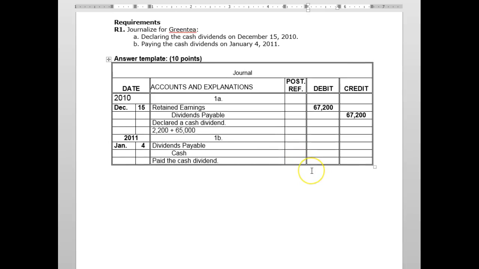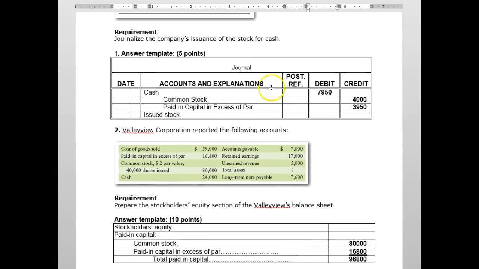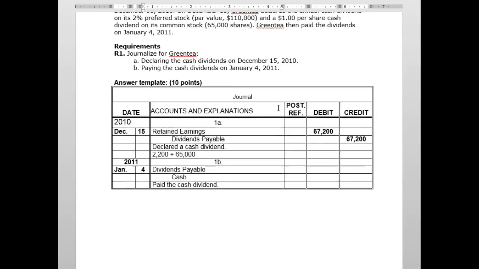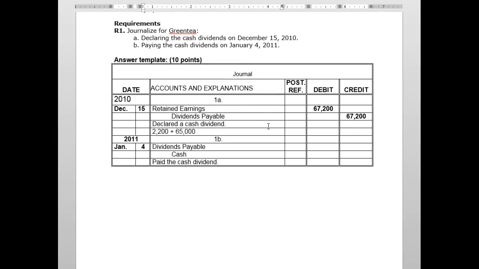The final step is when you pay them, and that's kind of already set everything up. Now we credit cash in a journal entry, and we debit the dividends payable, which empties out the dividends payable account and subtracts it from cash. So now what we've learned so far is how to record stock, how to report it, and then how to pay out dividends.